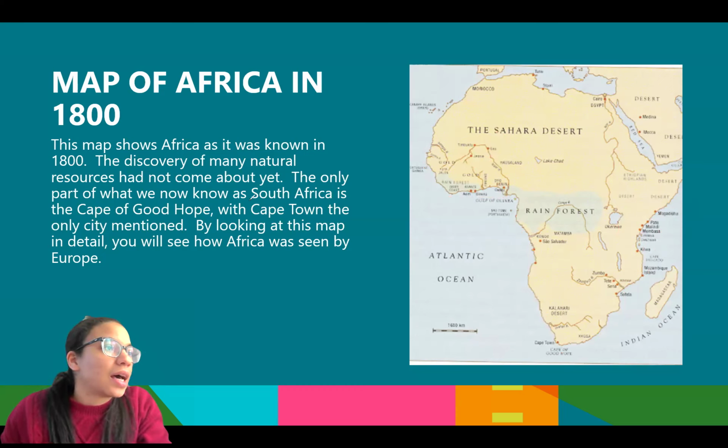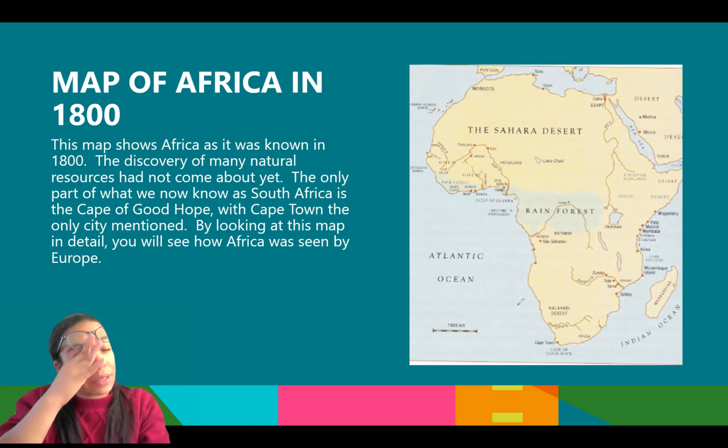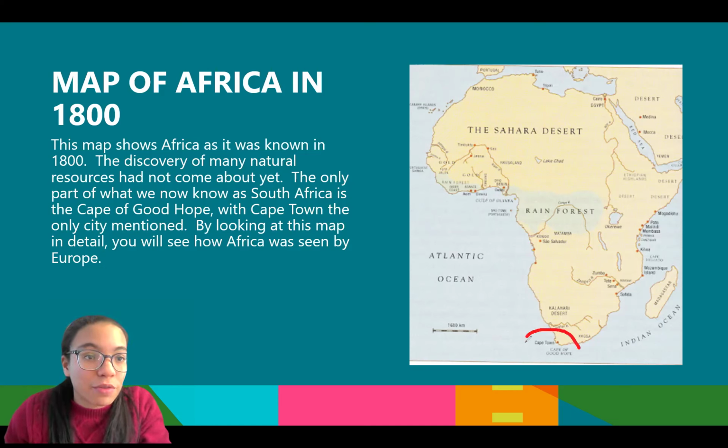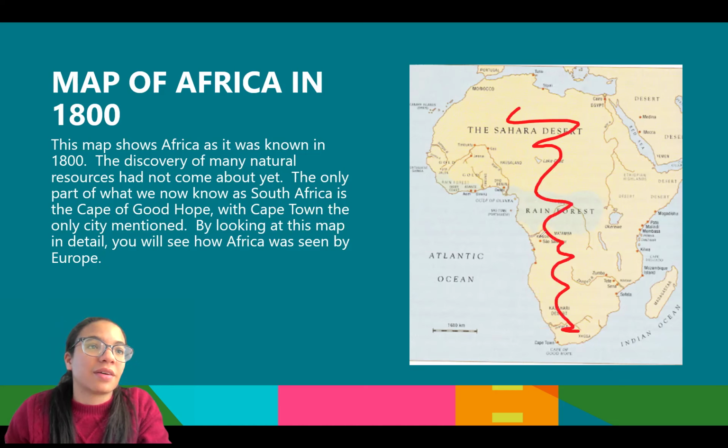All right. So one of the only places that we will recognize is right here at the bottom, the Cape of Good Hope, Cape Town. And this, you can see this is how Africa was seen by Europe. Like they don't know what's happening here. They only know what's happening on the coast.